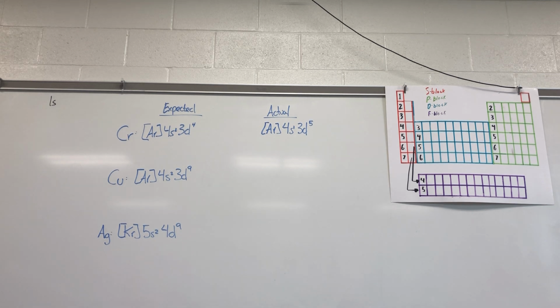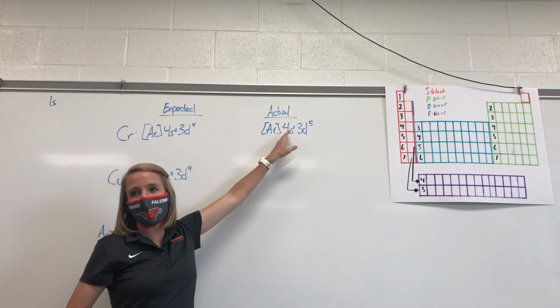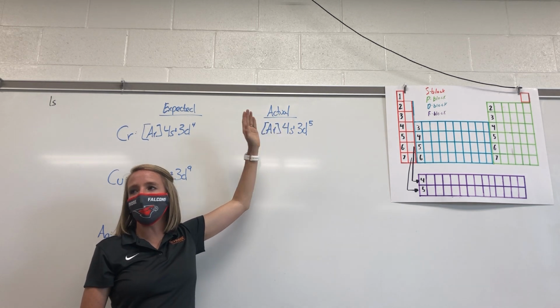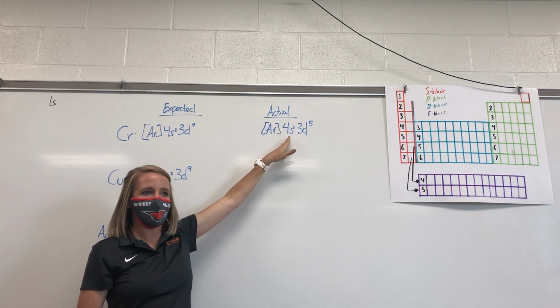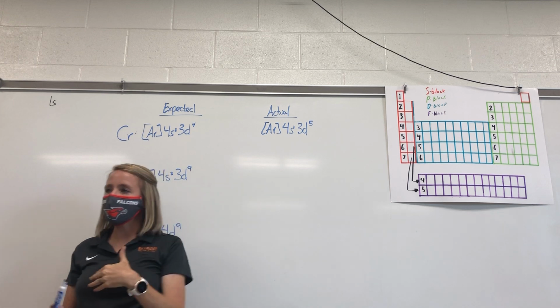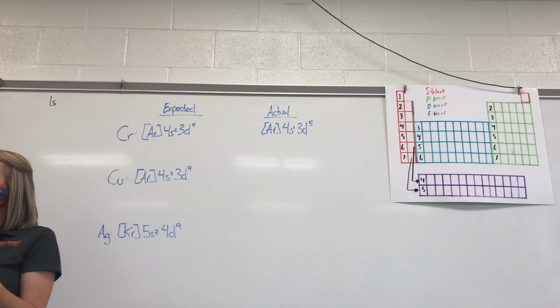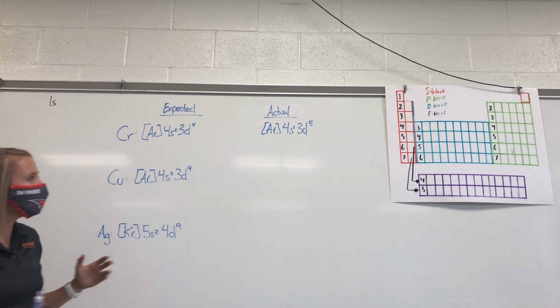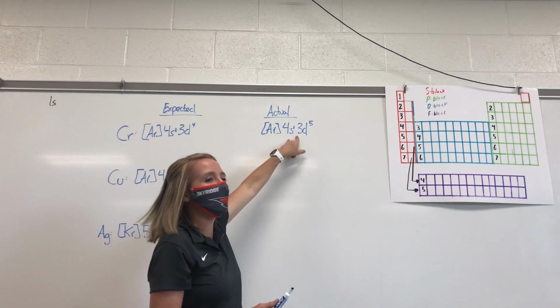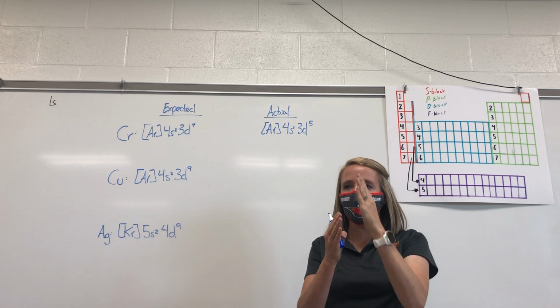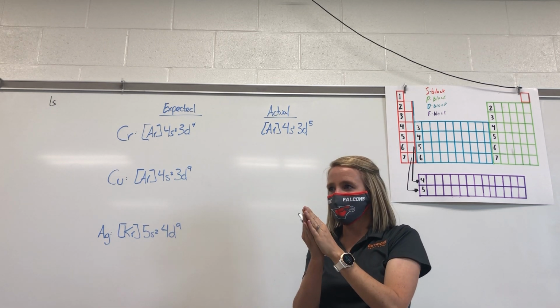Now, the AP curriculum states you do not need to memorize the exceptions of the configurations. But given an exception, you should be able to provide a reason why it's happening. So as we go through the exceptions, don't think, oh my gosh, you have to memorize these. You don't, but we do need to understand the why. So the whole thing here deals a lot with the proximity of the 4s and the 3d.